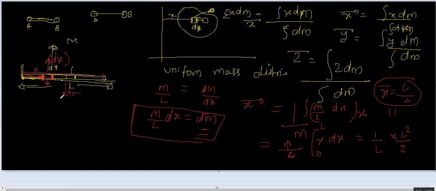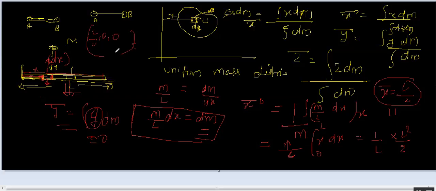So this means the y coordinate is y dm divided by total mass. Here y is 0, so this becomes 0. Okay, so y coordinate will be 0, and similarly z coordinate will be 0. So position of the center of mass will be L by 2, 0, 0. This is the position of center of mass of the uniform rod.